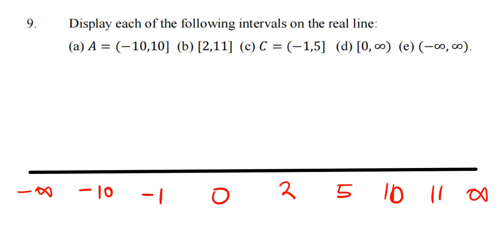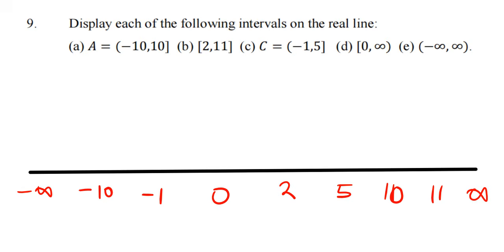Then we come to C. C, we are moving from negative 1 to 5. Now if you look at C, negative 1 is open. So I'm going to open at negative 1. Then at 5, you're able to see that it is closed. So in this case, I'm going to shade like that to show that it is closed. So that is how we solve C.